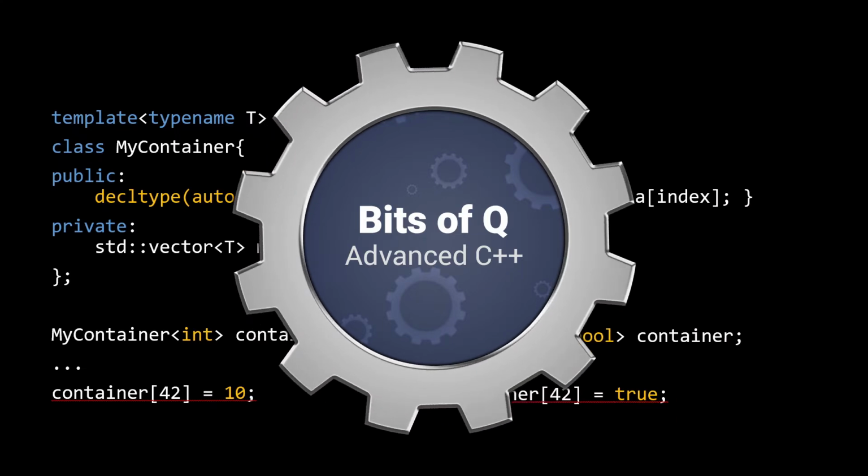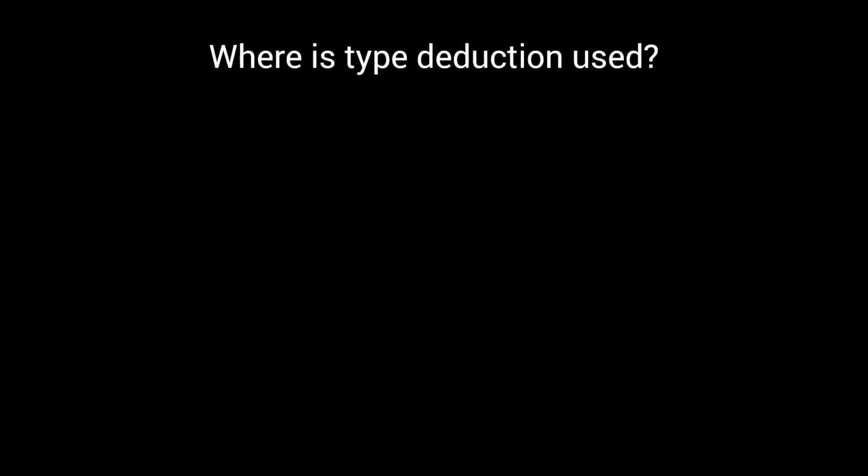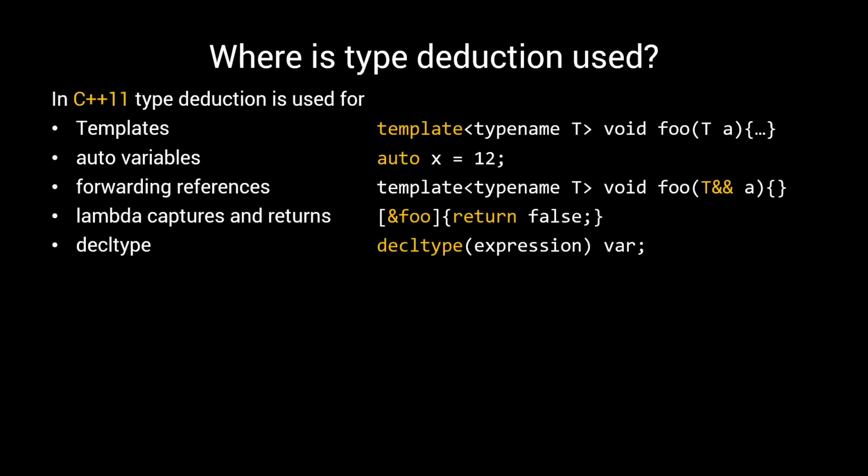Let's get started. First of all, where is type deduction used? This depends a bit on which language version you're using. Back in C++98, the answer to this question was quite simple. Type deduction was only used for templates. But in C++11, it's all over the place. We got auto, forwarding references, lambdas were introduced, and even decltype. All of these require type deduction.